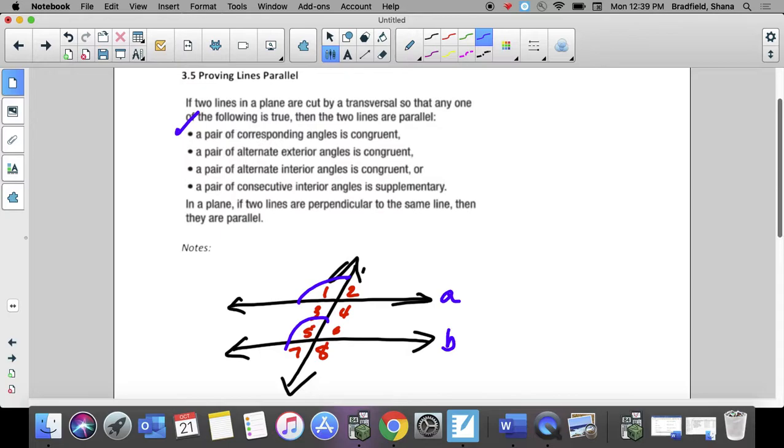Another one that I had was if I have two lines cut by a transversal and alternate exterior angles are congruent, then my two lines are parallel. If two lines are cut by a transversal and alternate interior angles are congruent, then my lines are parallel. And if a pair of consecutive interior angles are supplementary, then my lines are parallel. So I only have to have one of those in order to show that my lines are parallel.